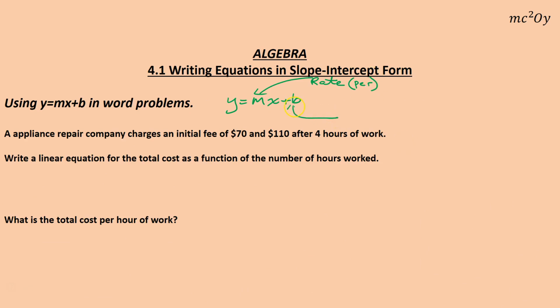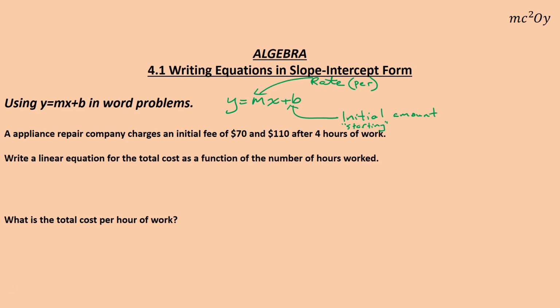Our B term, when we're dealing with it in a word problem format, is our initial amount. An initial amount is your beginning amount or starting amount. So sometimes that could be like a one-time fee, or a cost to enter somewhere, and then you get charged per hour. Like if you're going to a trampoline park, you have to pay $5 to get in, and then like $2 an hour. Your $5 would be your initial amount.